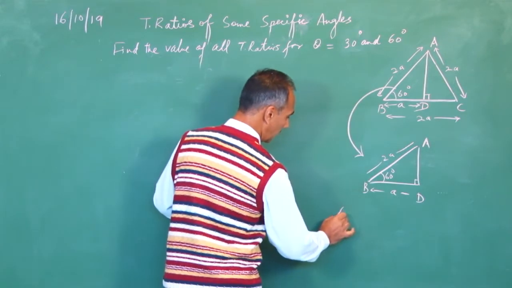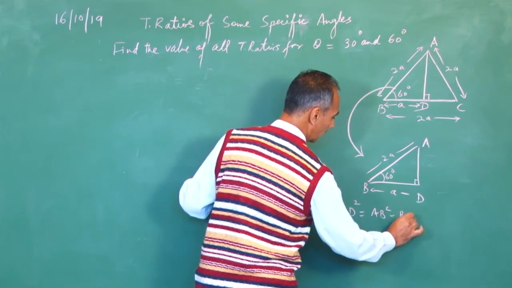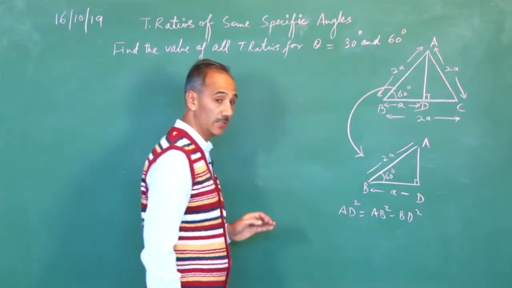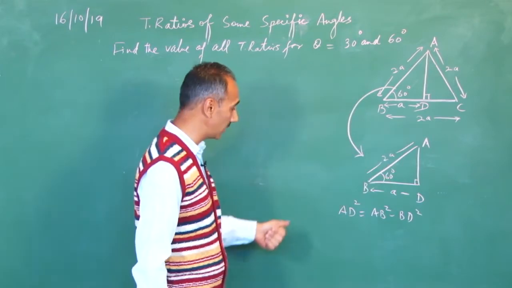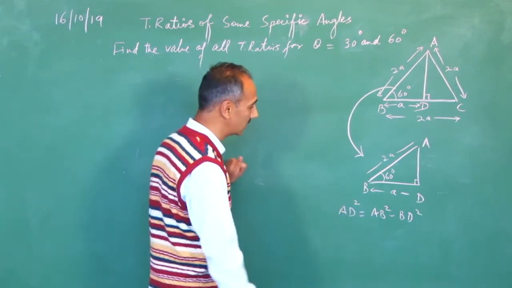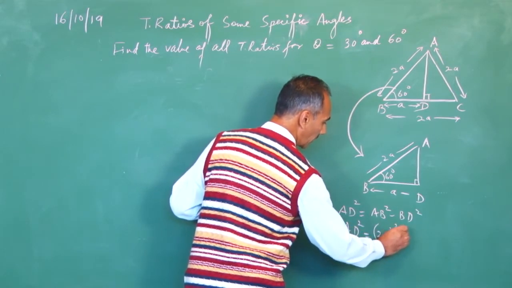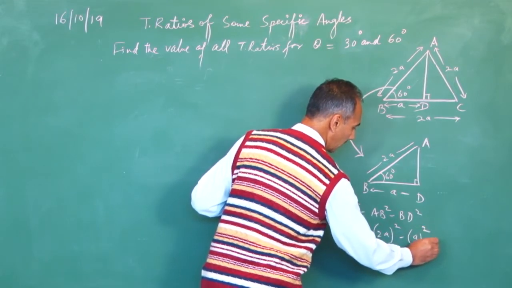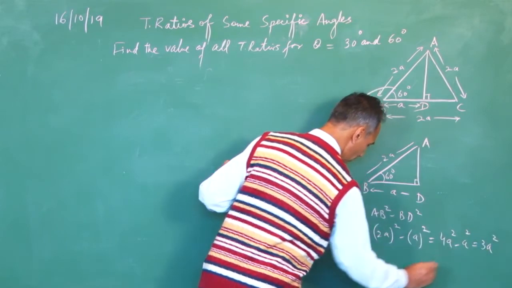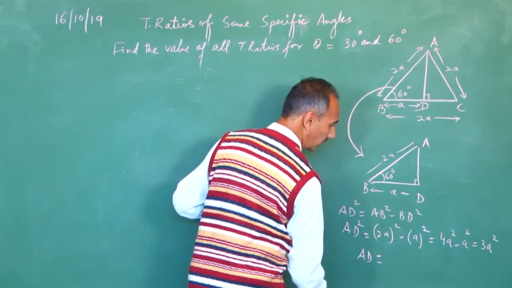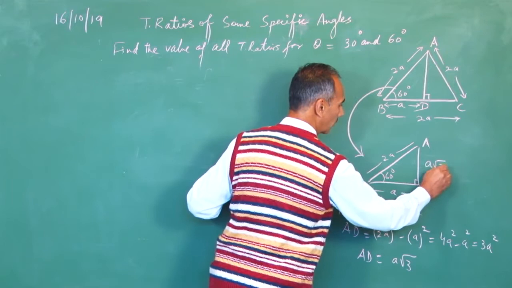So we say AD square is equal to AB square minus BD square. This is the other way of expressing the Pythagorean theorem. Usually you say square on the hypotenuse is the sum of the squares on the remaining two sides. So AD square will be AB square minus BD square. AB is 2A, square of that. BD is A, square of that. So that is 4A square minus 1A square, that is 3A square. So what is then AD? It's the square root of 3A square. That is A square root of 3. So your AD length is A square root of 3.